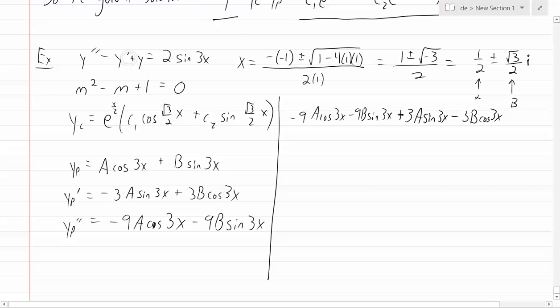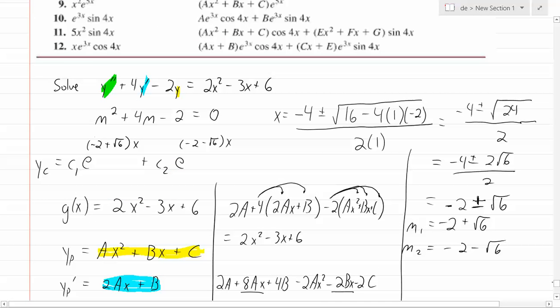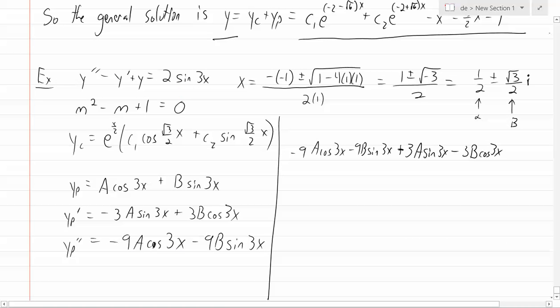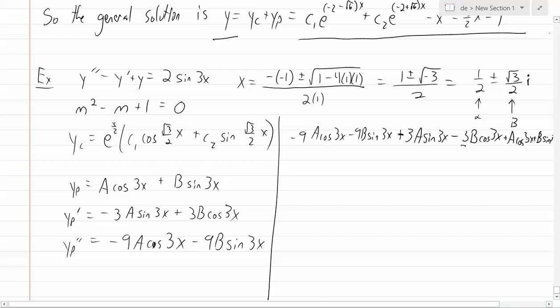And then I just have plus y, so it's just plus y sub p. So plus a cosine 3x plus b sine 3x, and I've run out of room there, so maybe I'll just say, I might have to write smaller.